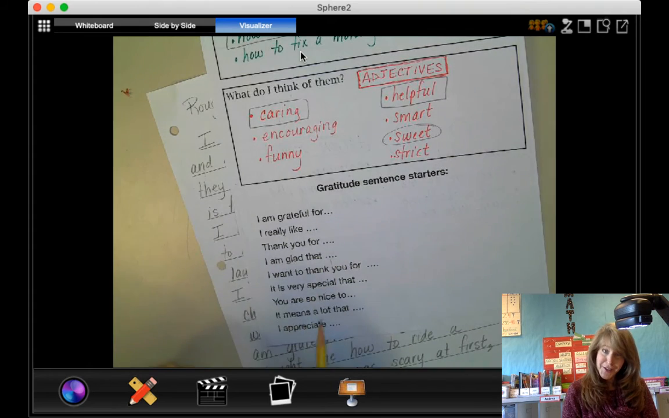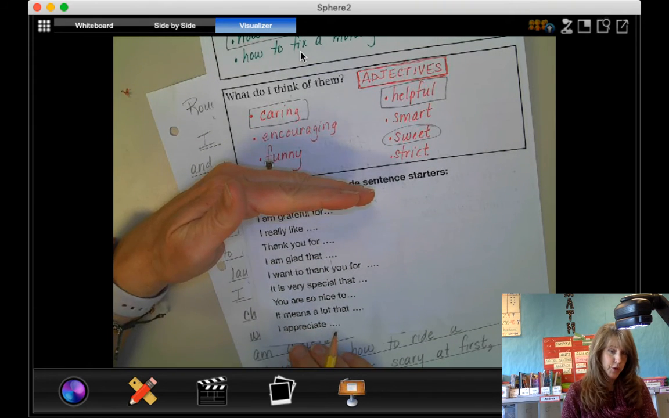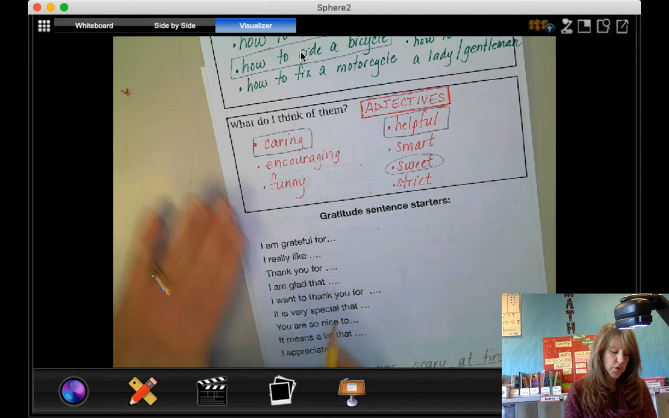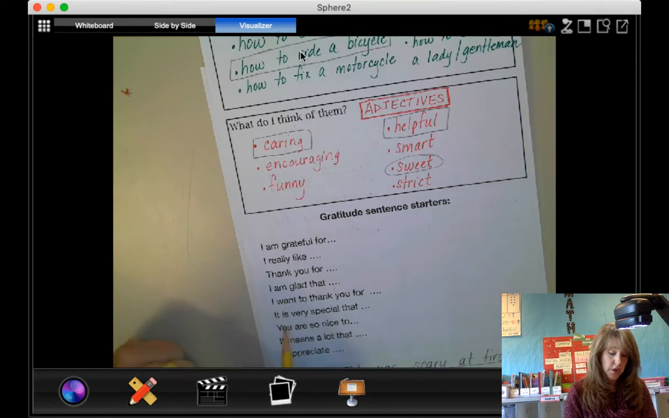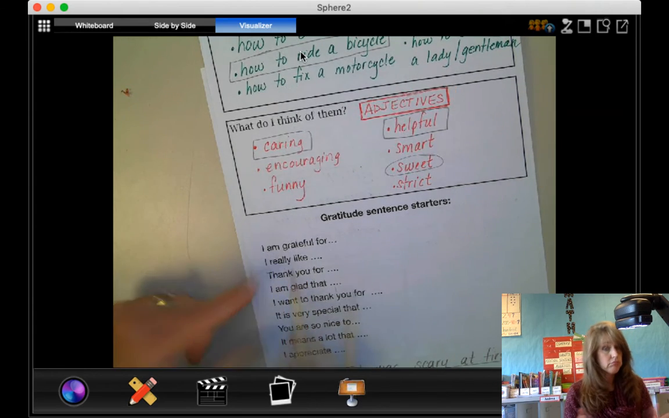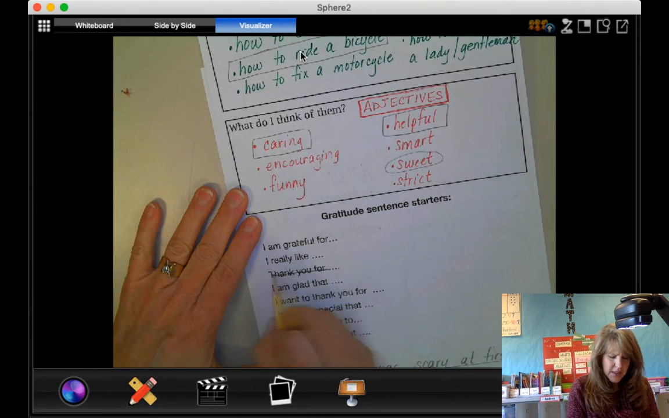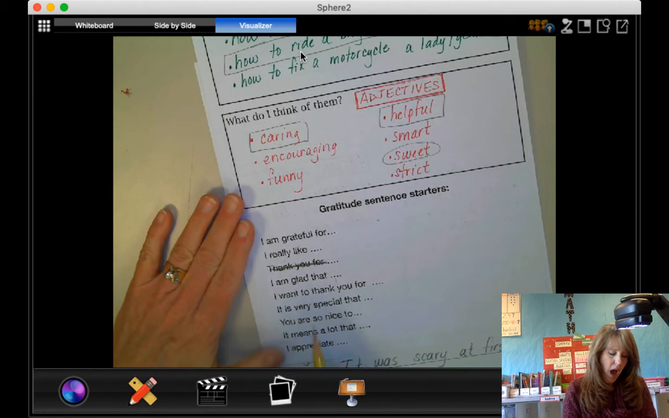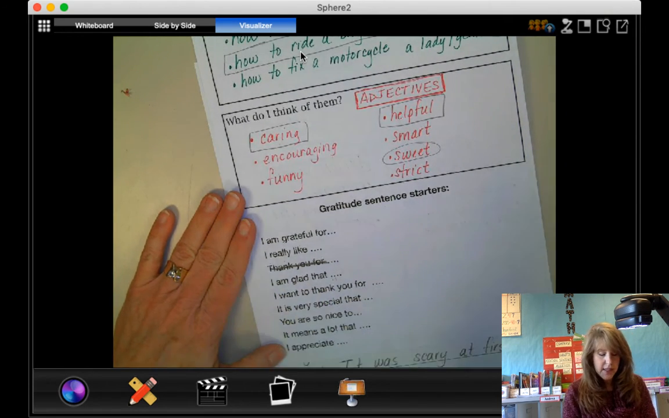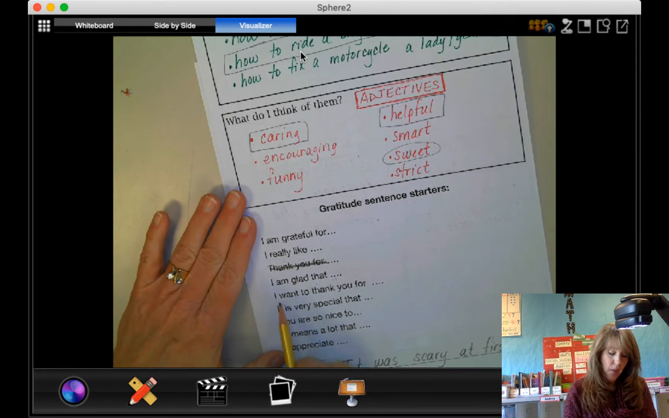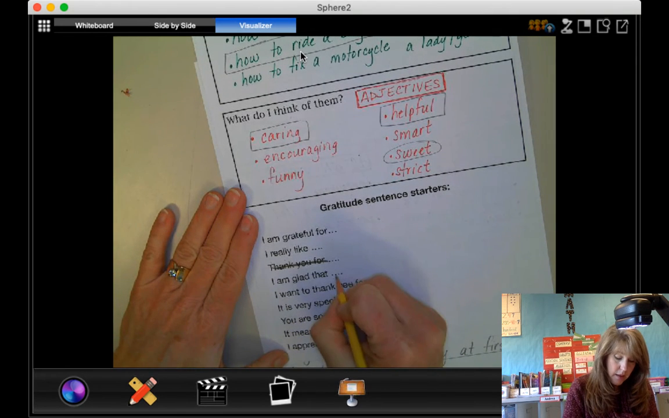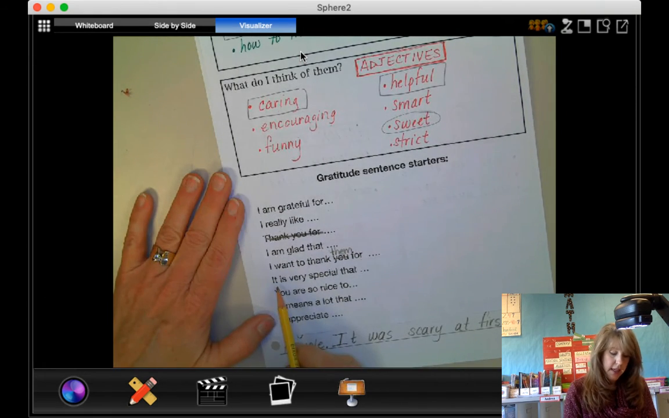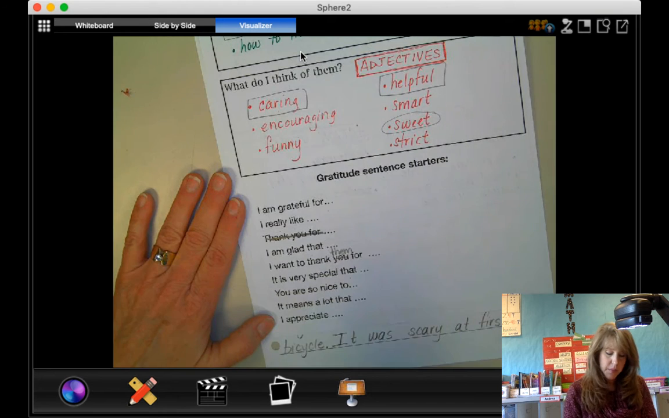I forgot to change this because originally I had this in the first person, but now I could change a few things. If I wanted, my sentences could start with I am grateful for, that's good, or I could say I really like, that works too, but I'm not going to use this one because this is directly to my parents. We used to write letters to my parents. I could say I am glad that and explain why I'm glad, or I could say I want to thank them, which refers to my parents, for things they do. Or I could say it is very special that, and explain what is special.